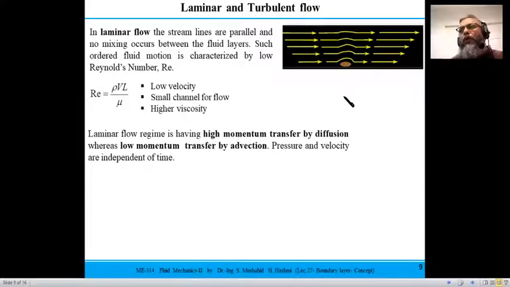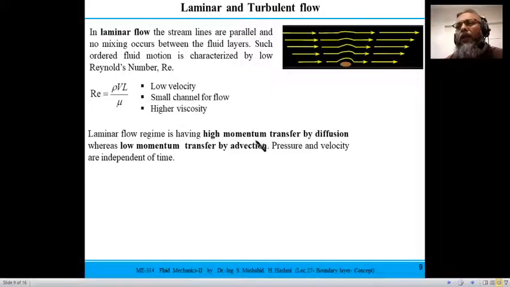If you look more closely at the laminar flow regime, you have two types of momentum associated. Momentum, as you know, is the product of mass and velocity. In the diffusion process, the molecules of the fluid diffuse from one layer to another, and this occurs in a microscopic manner.